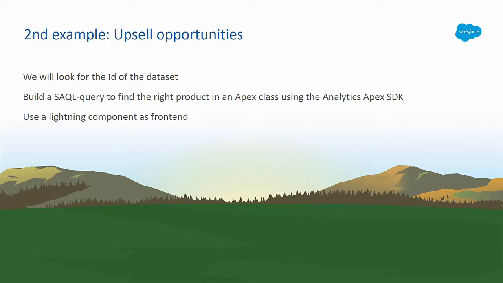So this time we won't use the flow action. We will actually be using SAQL and the Apex SDK, so doing closely the same stuff, but in a more automated way. Exactly. The first step, we're going to look for the ID and the version ID of the dataset, and believe me, you're going to love this one. It's crazy. And again, we're using a Lightning component as our front end.